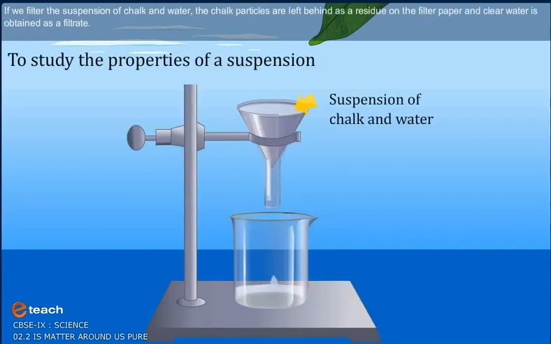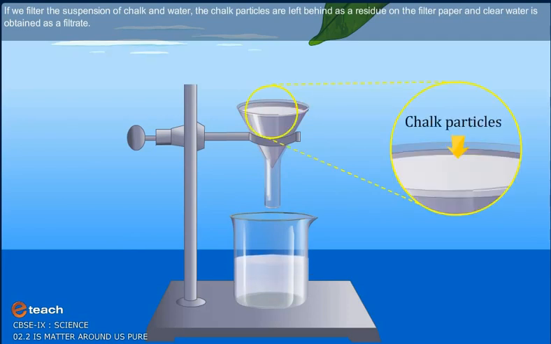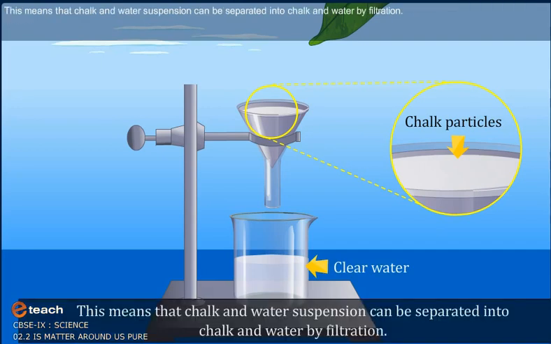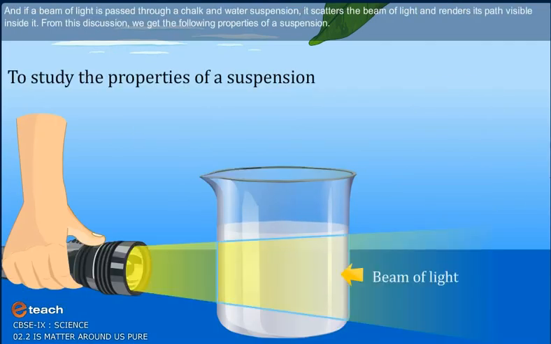If we filter the suspension of chalk and water, the chalk particles are left behind as a residue on the filter paper, and clear water is obtained as a filtrate. This means that chalk and water suspension can be separated into chalk and water by filtration. And if a beam of light is passed through a chalk and water suspension, it scatters the beam of light and renders its path visible inside it. From this discussion, we get the following properties of a suspension.